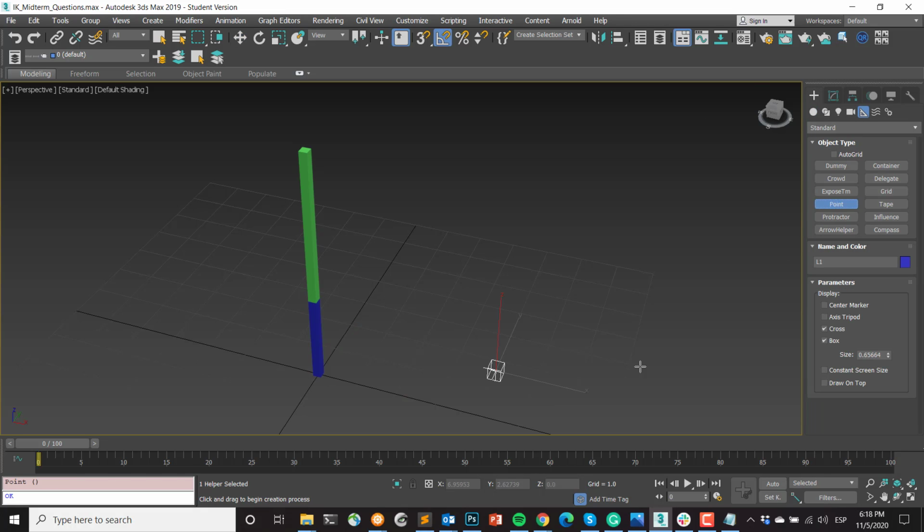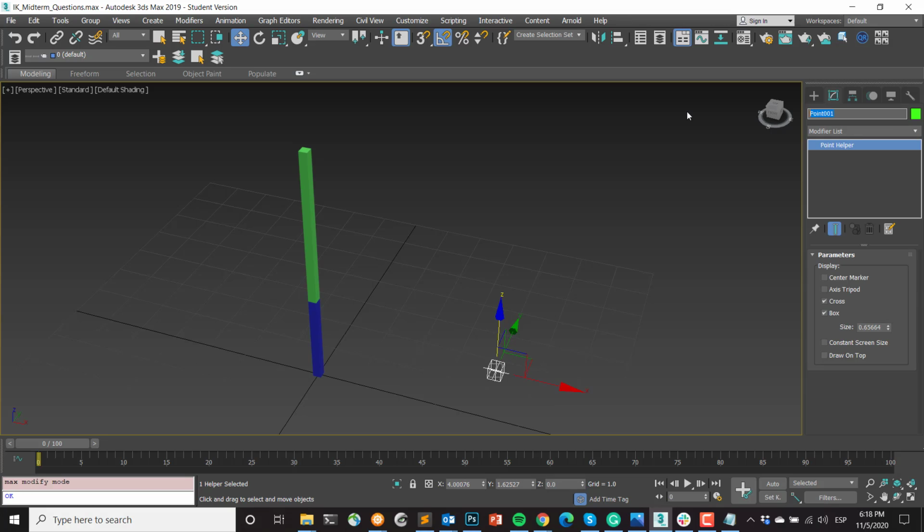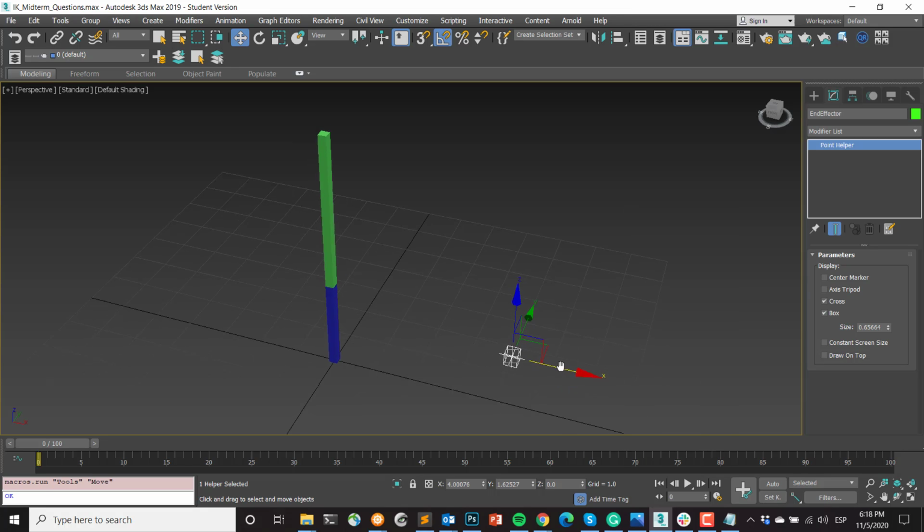Helpers point. So this will be my end effector. And this guy, for now, I will put on top of my kinematic chain. Okay, for now.